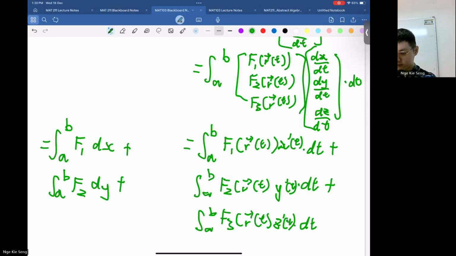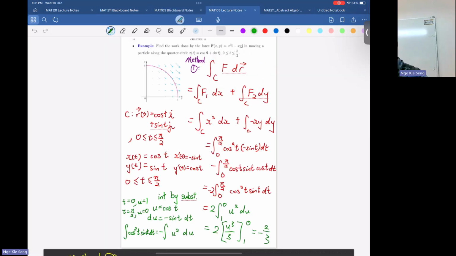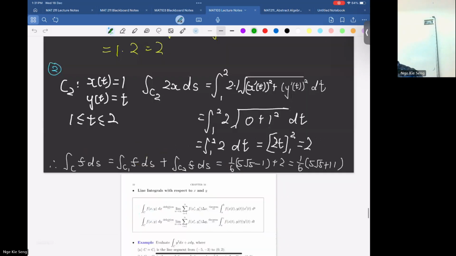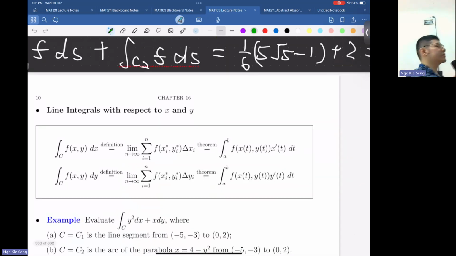Do you remember? If not, let's flip back. Where is it? Yeah, this one. I'm talking about this. Do you remember? The integral of a function of two variables with respect to dx. If you parameterize your curve, you will get x prime. You will integrate over t, but with an extra factor x'(t). So the reason for this definition is exactly for us to compute work done.